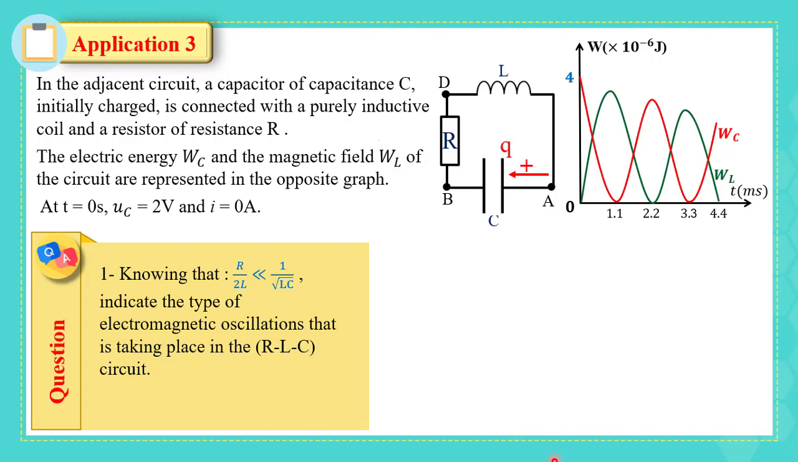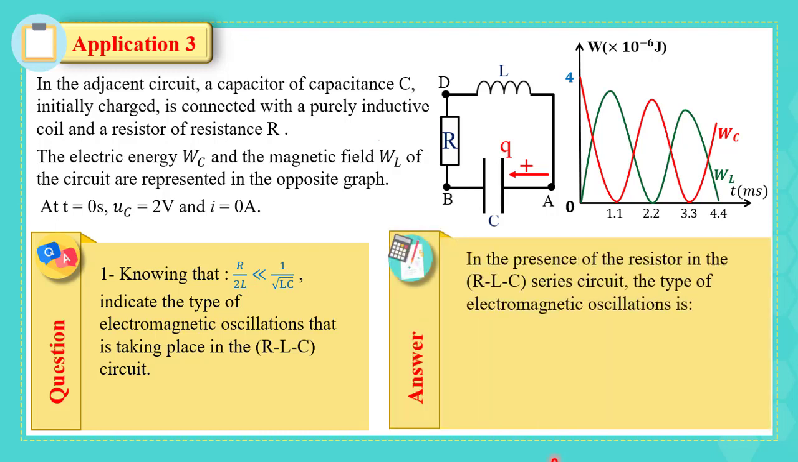The answer is, in the presence of the resistor in the RLC series circuit, the type of the electromagnetic oscillations is free damped electromagnetic oscillations.